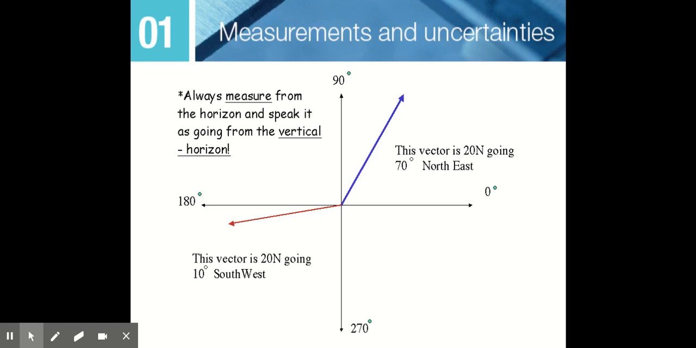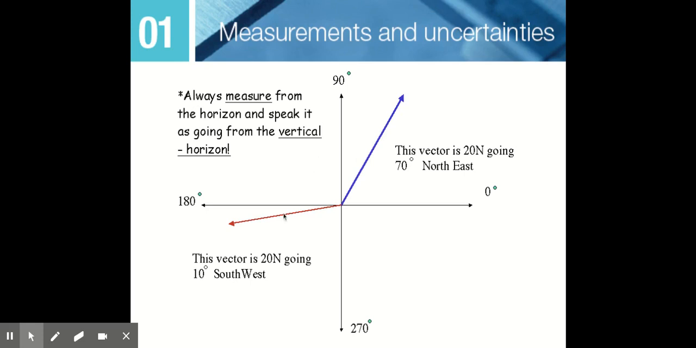Well, first of all, let's talk about how we talk about these vectors, shall we? This blue line right here, we're just going to imagine that it's 70 degrees, okay? And we're going to say the magnitude of it, or the amount of force that it represents, is 20 newtons. Now, we say that this is 70 degrees north of east. You could also say that this thing is 20 newtons, 20 degrees east of north, if that makes sense.